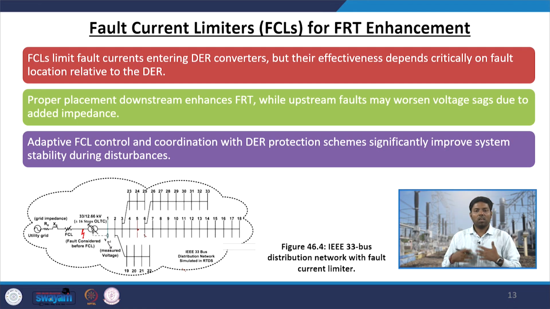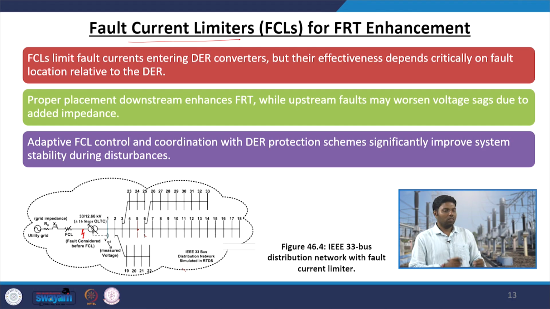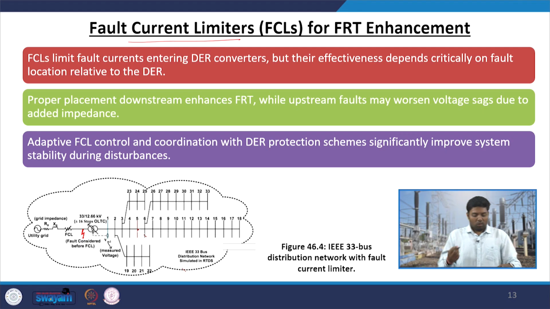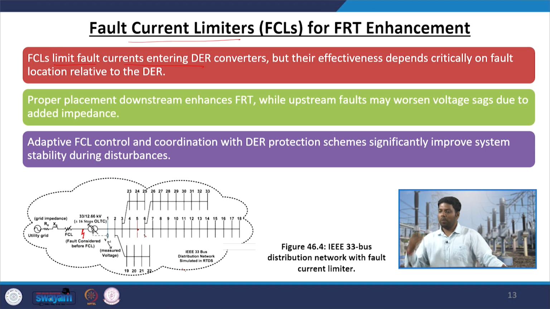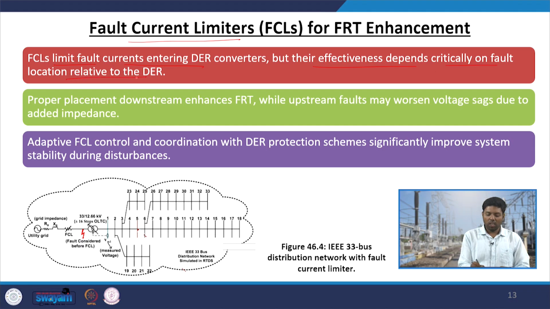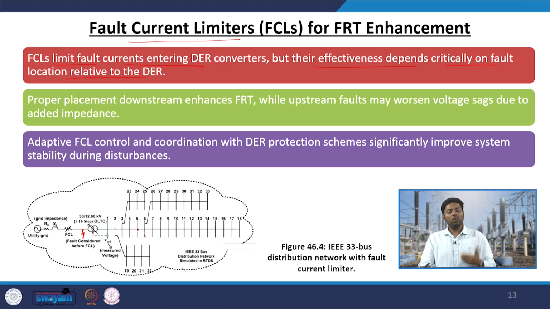So, to overcome this, generally fault current limiters are used in the circuit before the DFIG setup. So, what is the purpose of the fault current limiter? A fault current limiter limits fault currents entering the DER converters. So, you place a fault current limiter previous to the DER, and that will limit the fault current flowing through the DER connection, but their effectiveness depends critically on fault location relative to the DER. So, always the fault current limiter has to be placed before the DER.